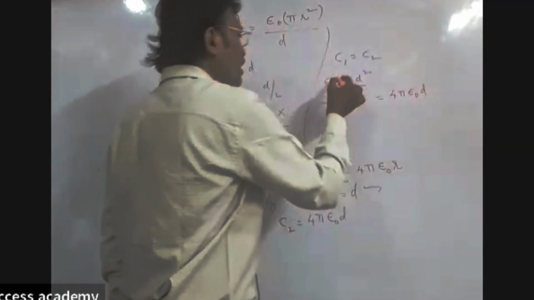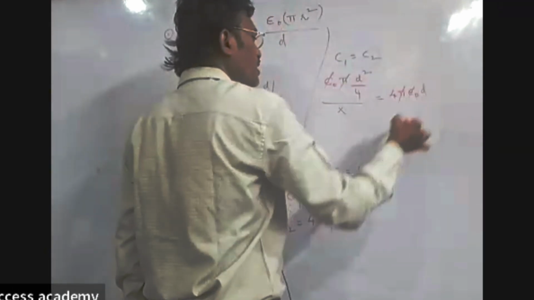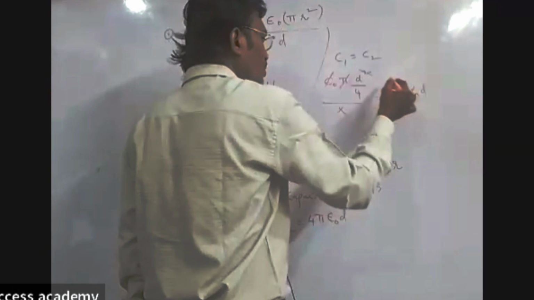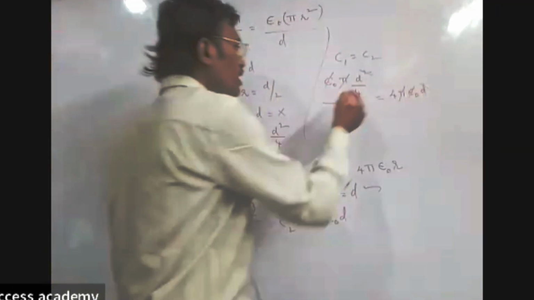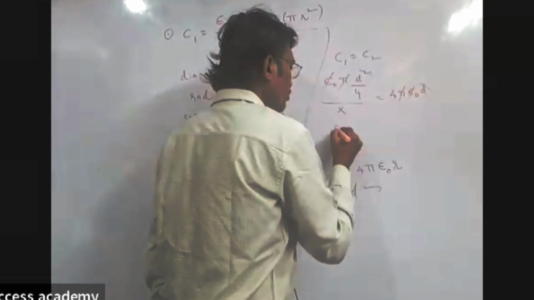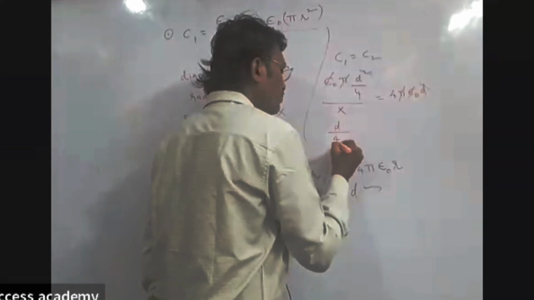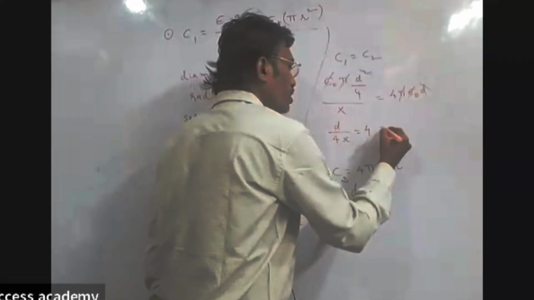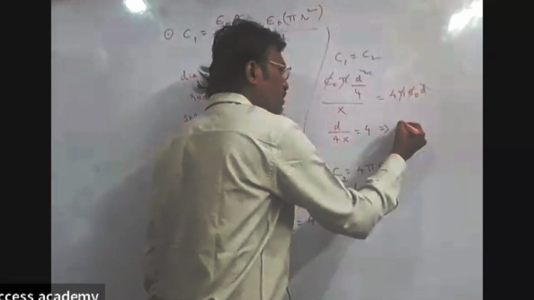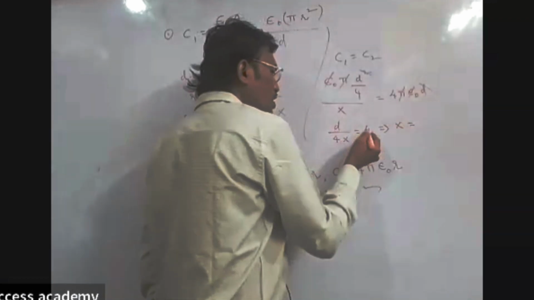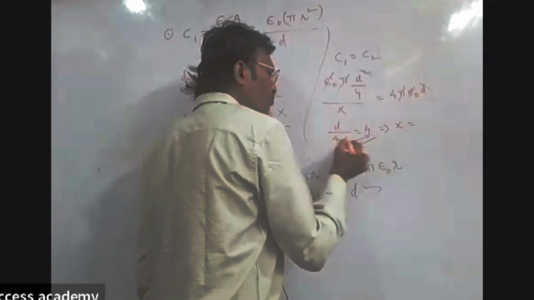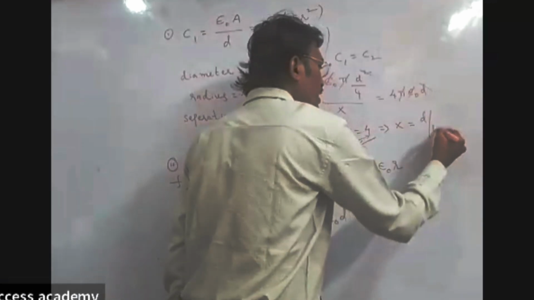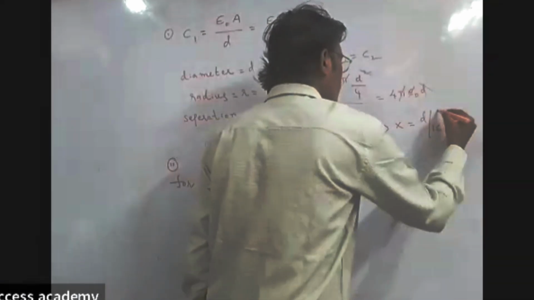Now pi epsilon naught gets cancelled. Square and one d get cancelled. Then d by 4x is equal to 4. We need to calculate x. Take the cross multiplication. x goes to the numerator and 4 comes to the denominator. 4 fours are 16. So d by 16 is the answer.